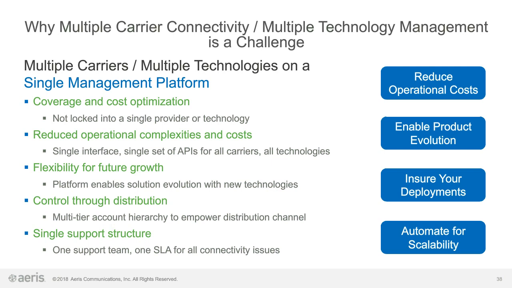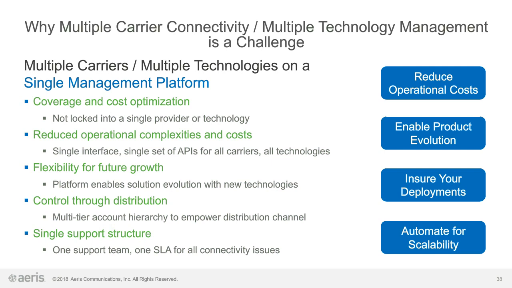But if there is an issue that needs support, you know exactly who to call for all of your connectivity issues. You don't have to figure out which 1-800 number to call and so forth. They can be set up as the platform support that has ties into the networks that you're currently utilizing to simplify that support structure for you.